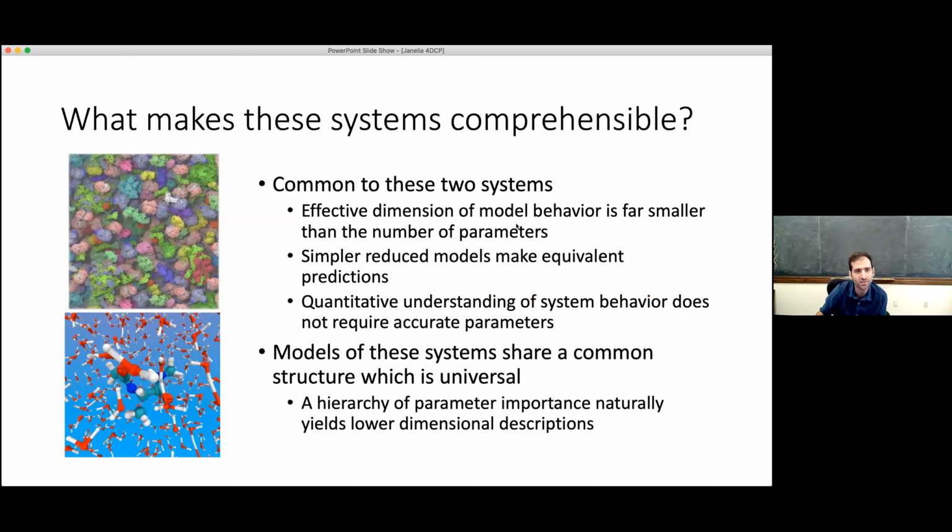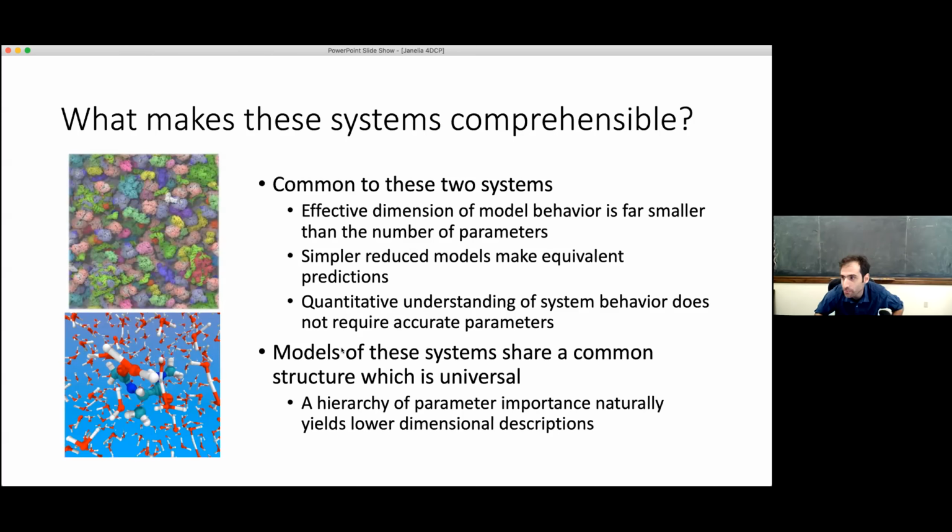And so I want to stress what's the same about these two systems that needs to be explained. So first, the effective dimension of their model behavior is much smaller than the number of parameters. And in the biological example, the curves were only a few dimensional, even though the parameter space was much larger. They're simpler reduced models, which make equivalent predictions. So that's really clear in the case of diffusion. And then finally, quantitative understanding of system behavior does not require accurate parameters. So you can measure a diffusion constant of a particle much more easily than you could extract it from a molecular dynamics simulation like this.